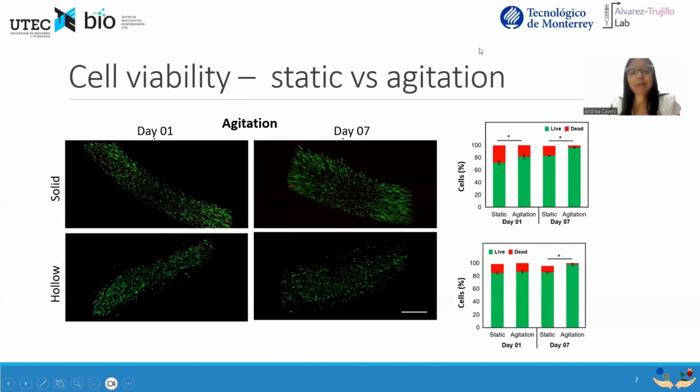Finally, we compared the cell viability of static versus agitation culturing conditions. So when we just assess the cell viability of fibers under agitation for day 1 and day 7, we saw that for both solid and hollow reinforced fibers, we have good cell viability because most of the cells are staining green, which means that they are alive. And then we compare static versus agitation, and we saw that for both solid and hollow fibers, the agitation improved the cell viability at day 7.